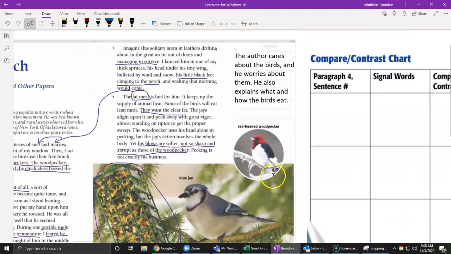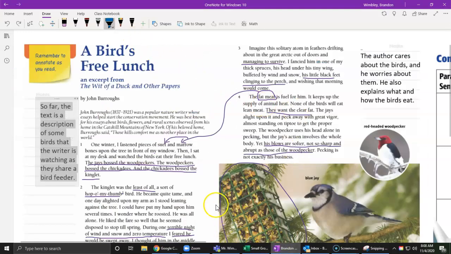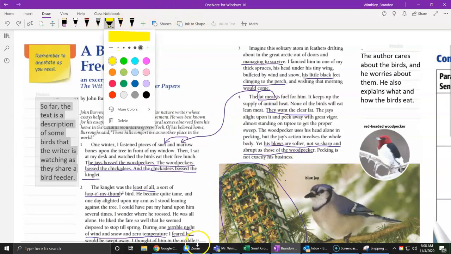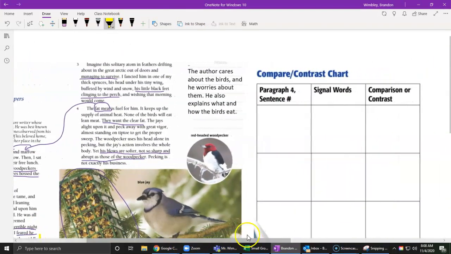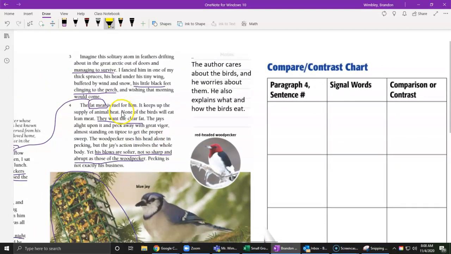So we're going to zoom in on this part, because there's something I wanted you guys to notice as we read. This sentence right here, it says, none of the birds will eat lean meat. Oops, and I did that yesterday as well. So let me pick a better color for us, because it just doesn't like that blue. There we go. So none of the birds will eat lean meat. So what is this? It's using the word none to act as a signal word, to tell me something is different about this. The author uses the word none to show a similarity among the birds. The birds are similar because none of them will eat lean meat.